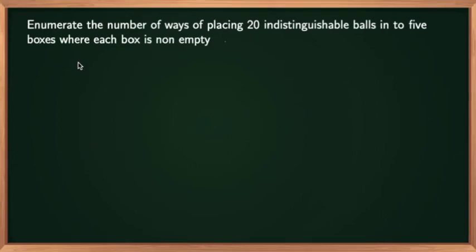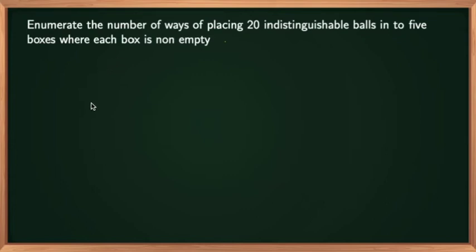Enumerate the number of ways of placing 20 indistinguishable balls into 5 boxes where each box is non-empty. Now this is a slight variation from the previous set of problems which we have done. The question is slightly changed. In the previous question, each box was allowed to be either empty or non-empty. But in this question, it is given the box has to be non-empty.